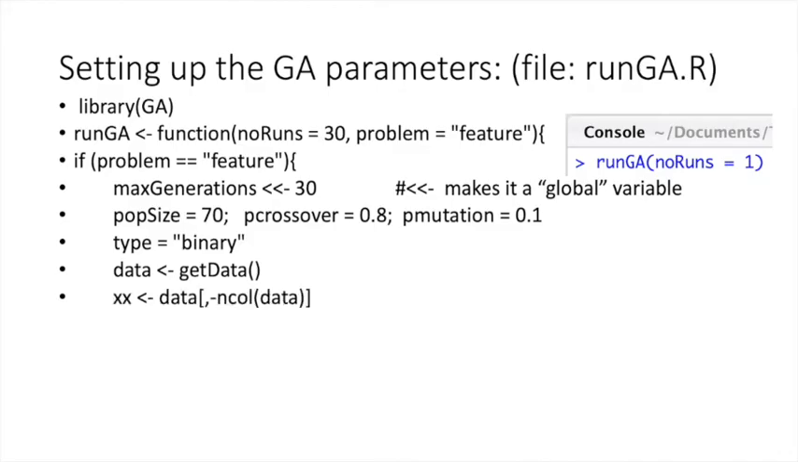Next, we separate out all the input feature columns. So this means all but the last column. Hence, we use -ncol(data). So if the number of columns is 14, then all but the 14th column are copied into the variable xx.